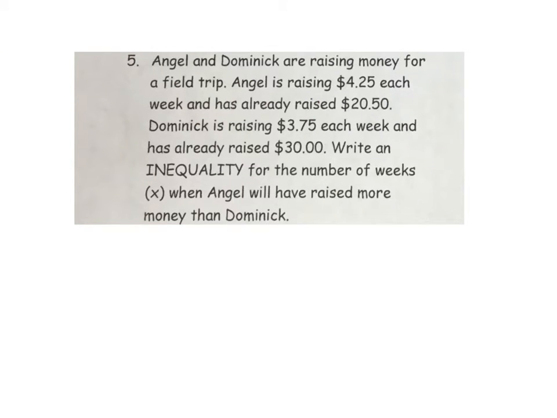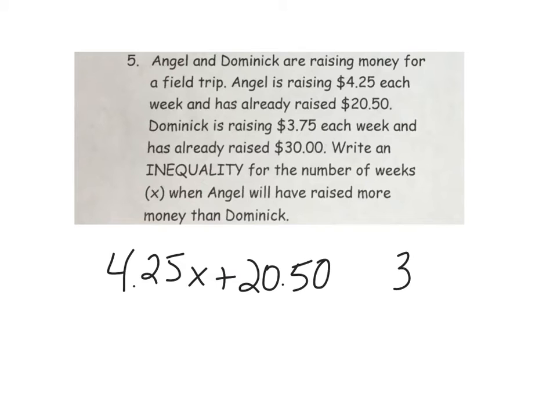Number 5, Angel and Dominic are raising money for a field trip. Angel is raising $4.25 each week and has already raised $20.50. So that's 4.25x plus $20.50. Dominic is raising $3.75 each week and has already raised $30. So 3.75x plus 30.